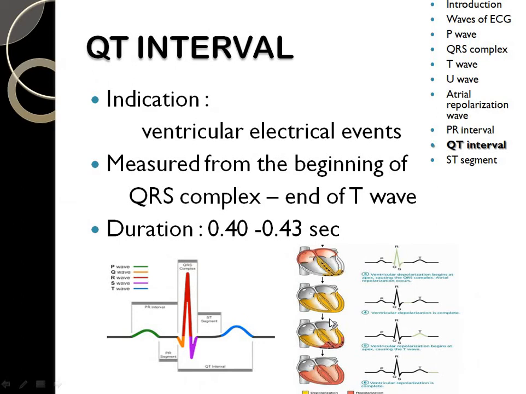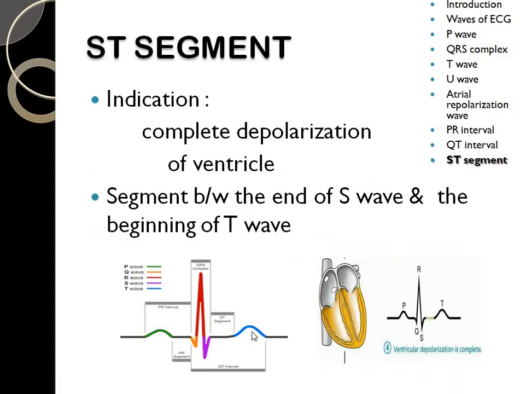Next, the QT interval, that indicates the complete ventricular electrical activity. In this QT interval, ventricles start contracting and relaxing. The electrical impulse passes from the bundle of His, right and left bundle branches, to the Purkinje fibers, so the ventricles start contracting and then relaxing. The QT interval is measured from the beginning of the QRS complex to the end of the T wave. The normal duration of the QT interval is 0.40 to 0.43 second.